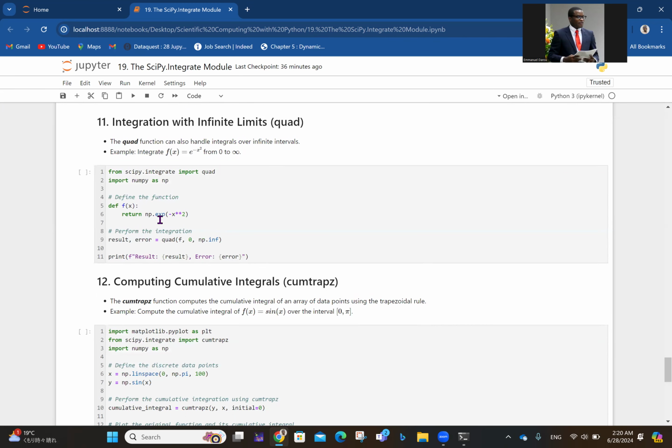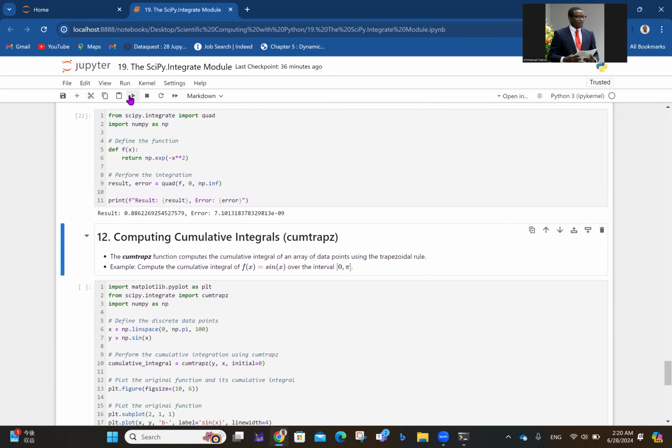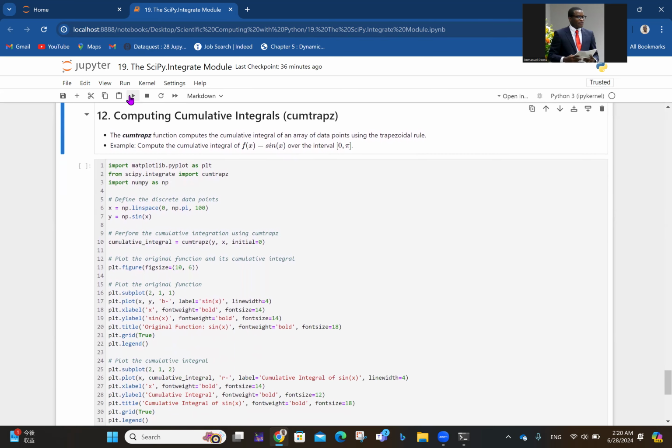So define the function, exponent of minus x squared. This e raised to minus x squared is how you define that. And then you're integrating from 0 to infinity. Of course, you can't just use infinity; you have to call it from numpy. And then you print the result, and that's what you get. Okay, so that's that.